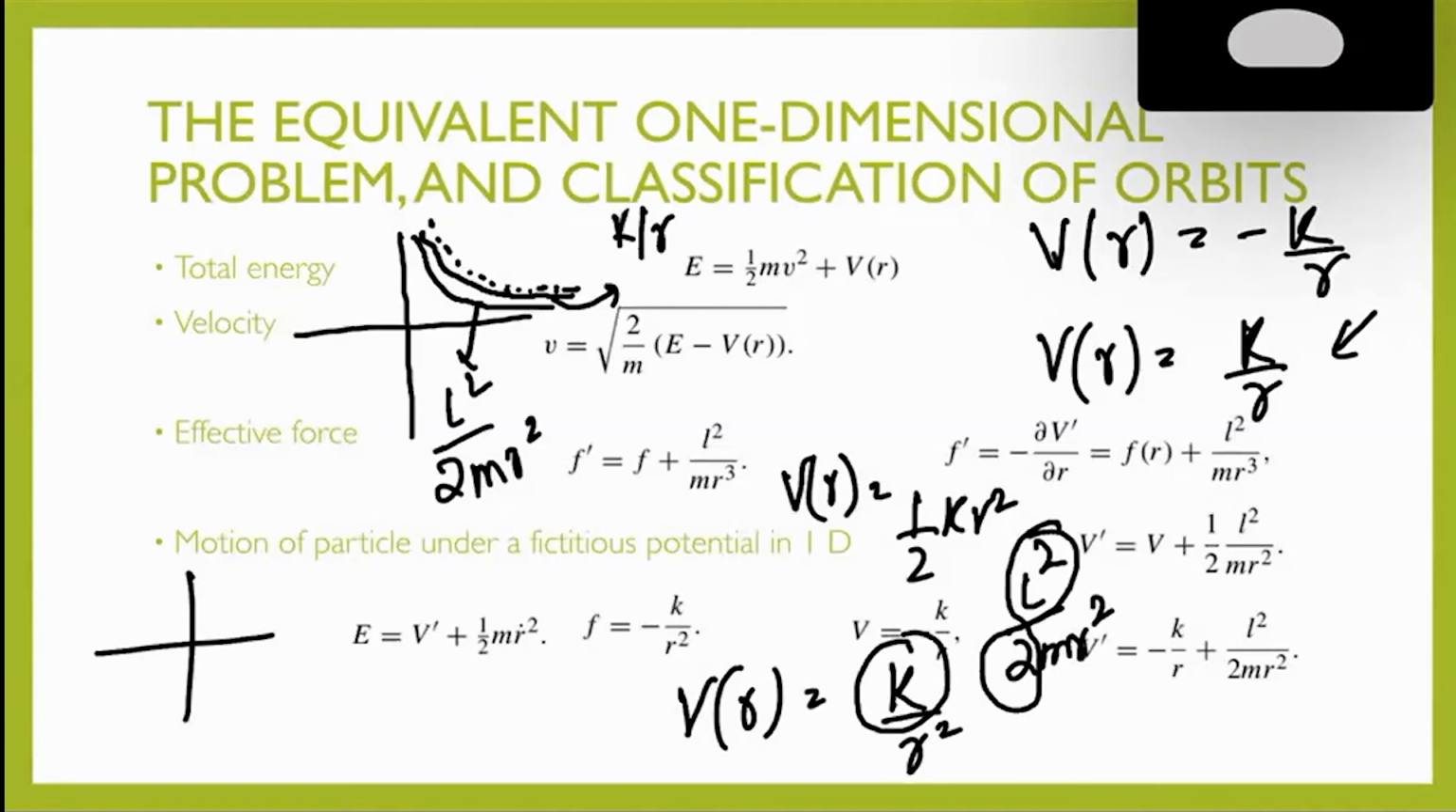What will happen? If K becomes minus L square by 2m, what will happen? The potential will be 0. Exactly. It will become a straight line, a completely straight line.